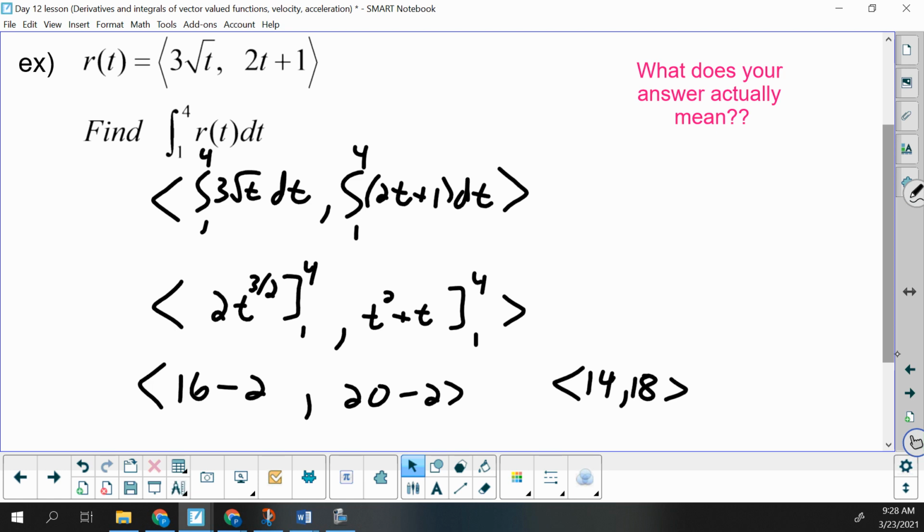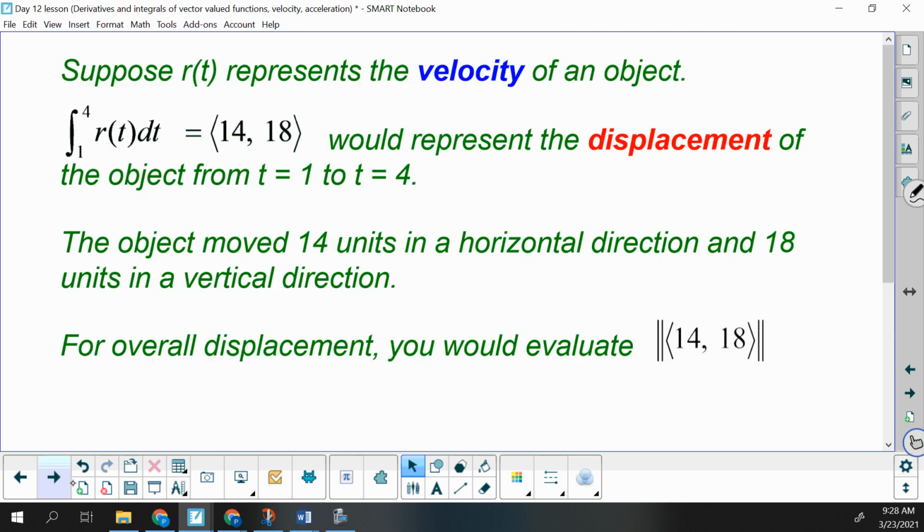So if we think of an integral of a basic function that we worked with early on, what that was telling us was the area between the graph and the x-axis on that interval. So what was that net change in that area? Let's think about what the definite integral of this vector valued function would give us. If we go to the next page, we'll see that. So let's say r of t was our velocity function.